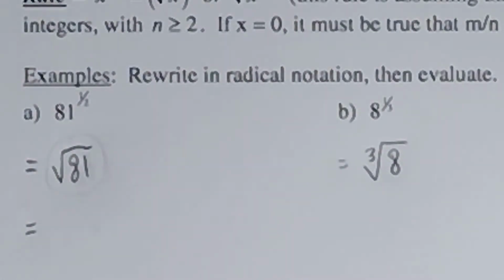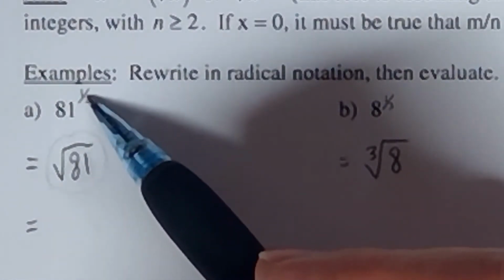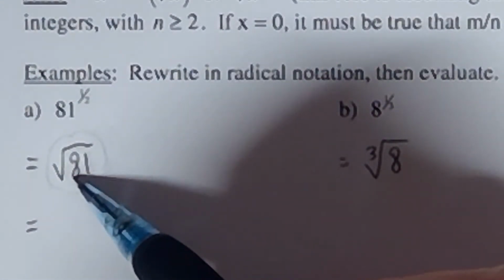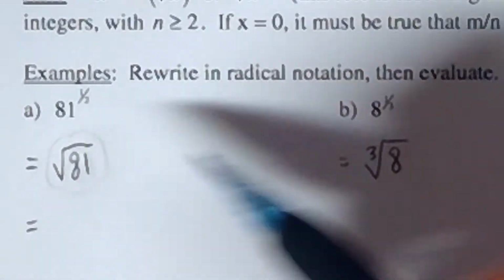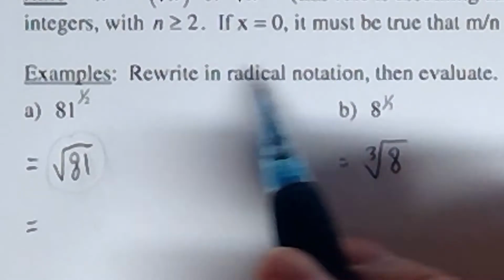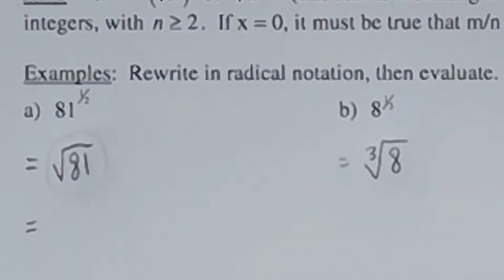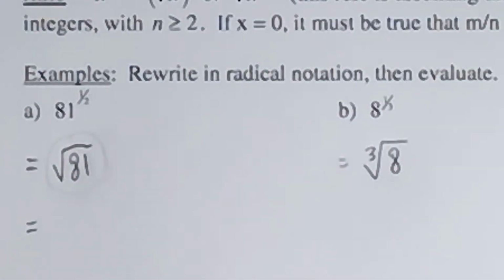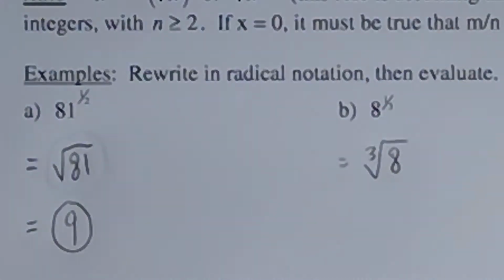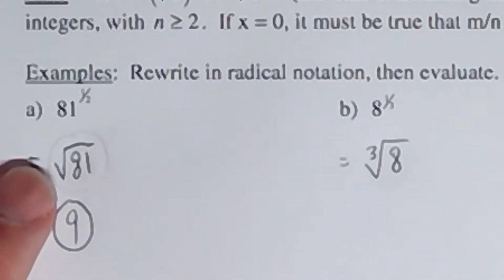But I need you to do the work so that you can prove to me that you know the relationship between a fractional exponent and a radical, whether it's a square root radical or a cube root radical. So it is required that you put it in radical notation first. Then once you do that, you go ahead and figure out what it's equal to. We know that the square root of 81 is 9. Now we're done. So put it in radical notation, then compute it, and you're done.